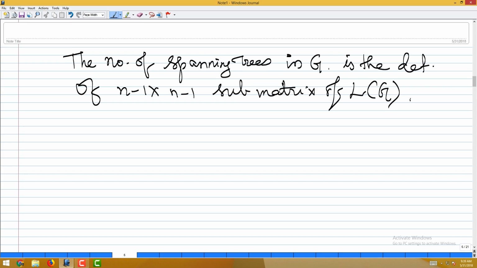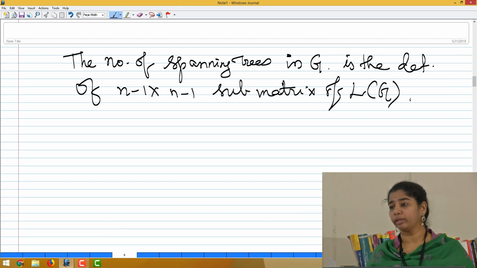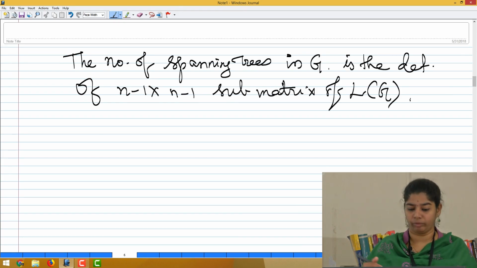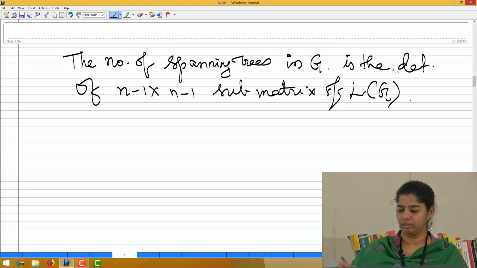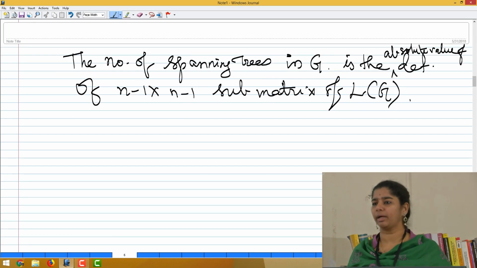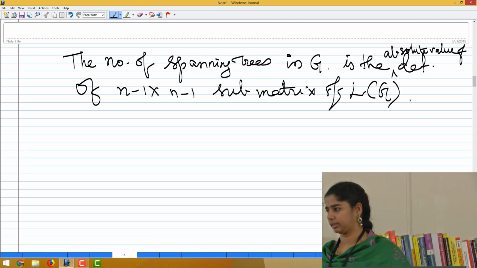And I should say, of course, my determinant can be negative value. So, we will have to be specific, absolute value of the determinant. Okay. If I get minus 10, then you should not ask how can number of spanning trees be minus 10, right. So, I will just include it here, it is nothing but absolute value of the determinant of the n minus 1 by n minus 1 submatrix.